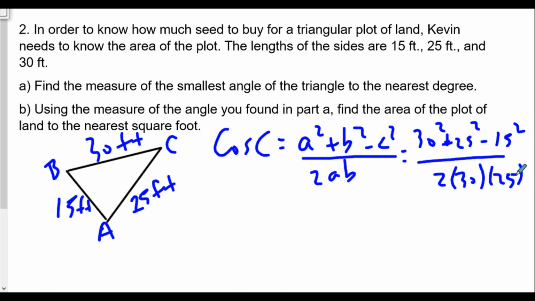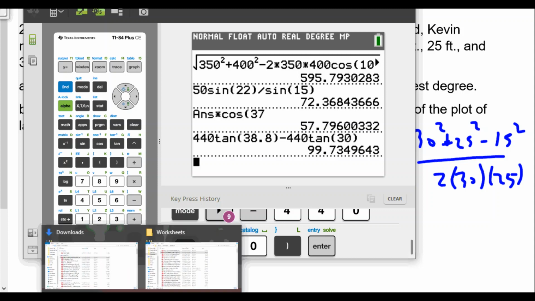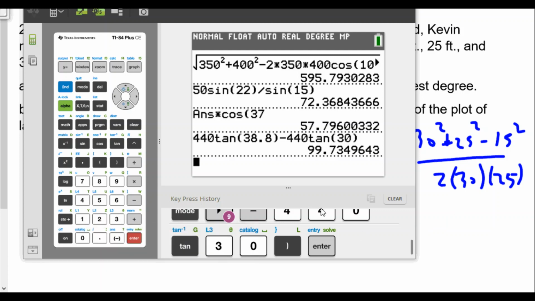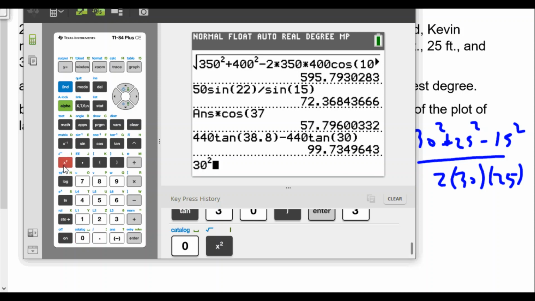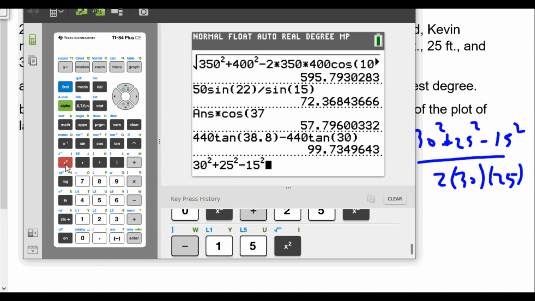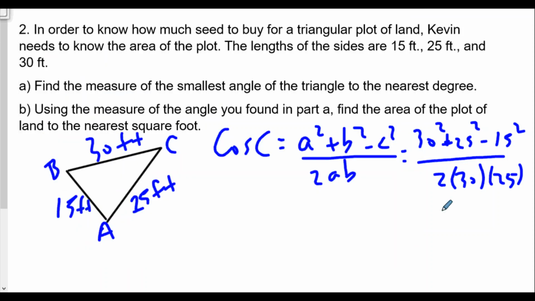All right, so let's see, here's a calculator. And so we have 30 squared, plus 25 squared, minus 15 squared. And we get, in this case, 1,300. So we're going to put down 1,300 here.